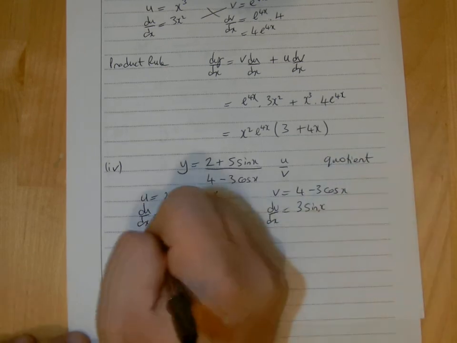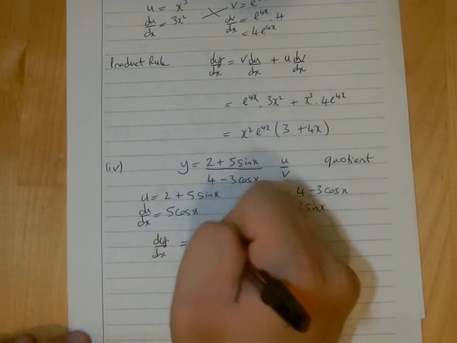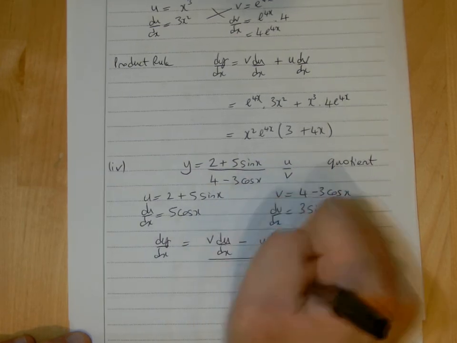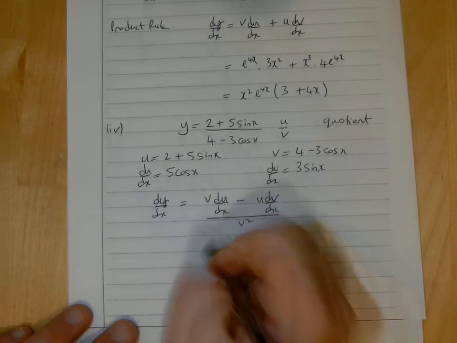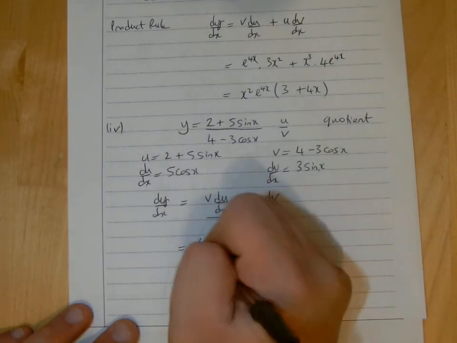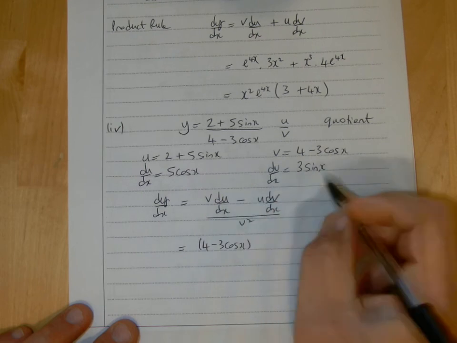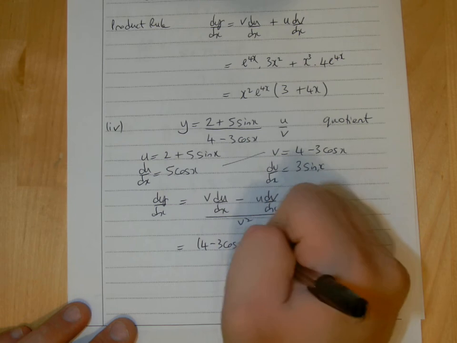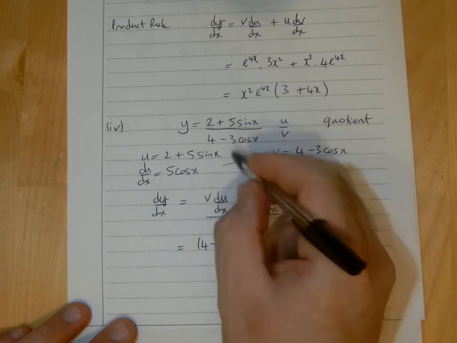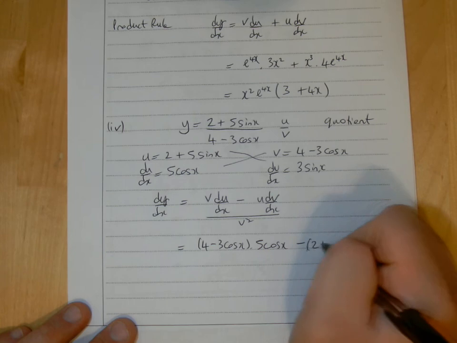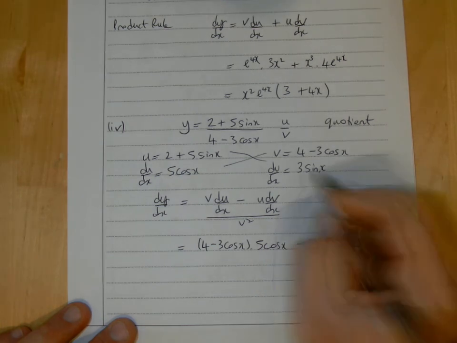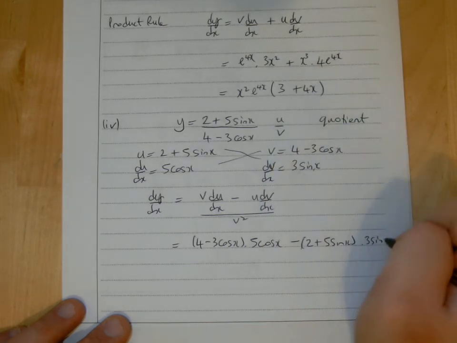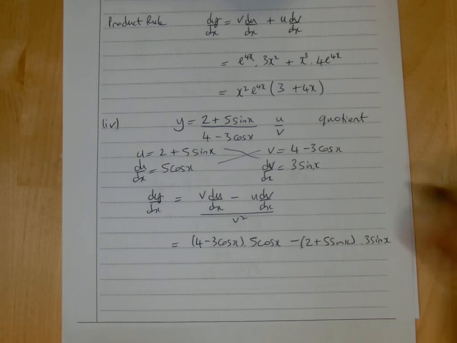So remember the quotient rule is basically v du/dx minus u dv/dx, and divide the whole thing by v squared. So your v is 4 minus 3 cos x, put it in a bracket, times du/dx, which is 5 cos x, take away your u, which is 2 plus 5 sin x, times your dv/dx, which is 3 sin x. All over your v squared.